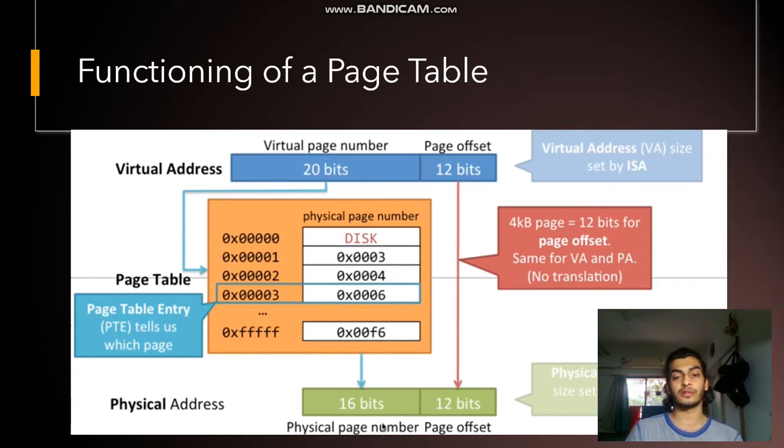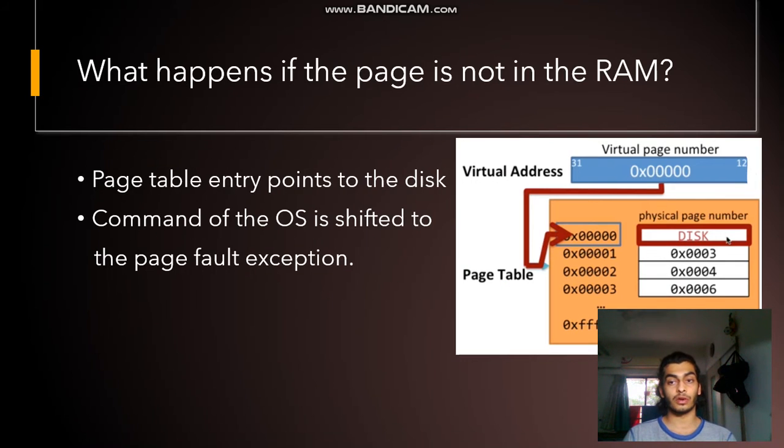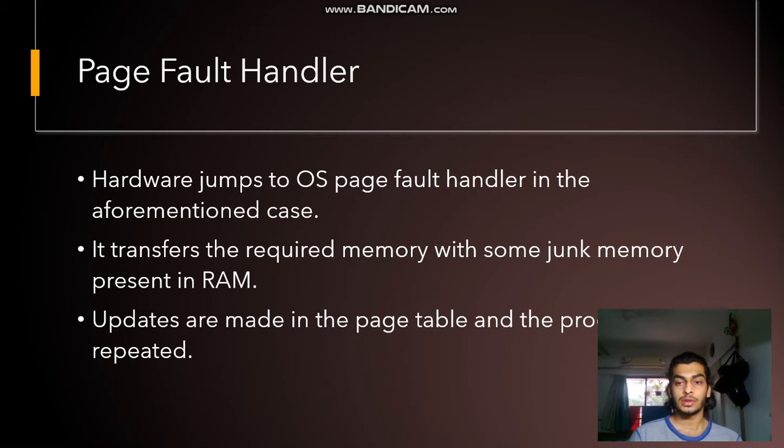So what happens if the memory is not present in the RAM and it is present in the hard disk? Now, as we know that the page table contains information that the memory is present in the disk, it would simply generate an interrupt that would shift the command of the OS to a page fault handler. So what does this page fault handler do?